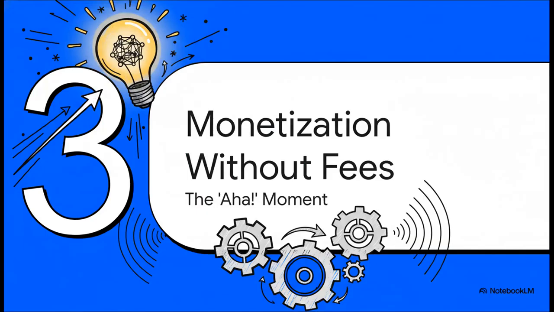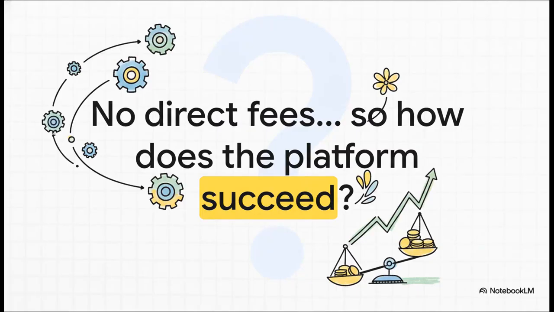Okay, this sounds amazing for us, the users, but I know what you're thinking, because I was thinking it too. This is where we get to the really clever part of this whole thing, the big aha moment. Yeah, exactly this. If there are no direct fees, how does the platform not just go broke? How does it survive, let alone succeed? It feels like it breaks the first rule of business, right? But the answer is actually really elegant and surprisingly simple.